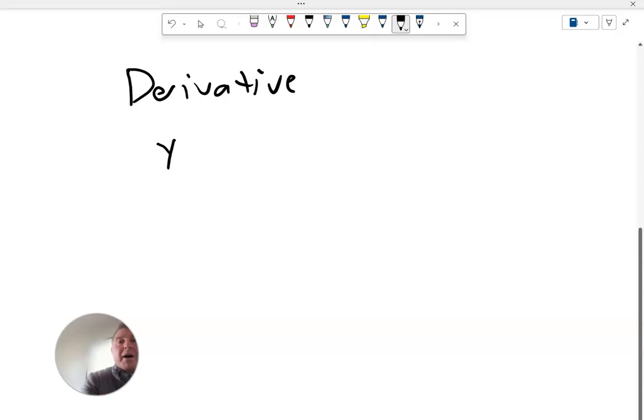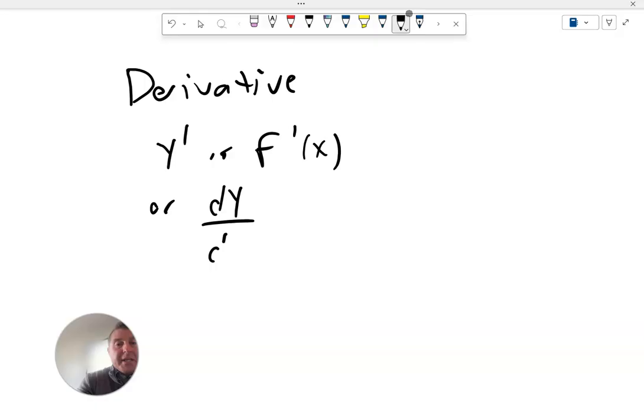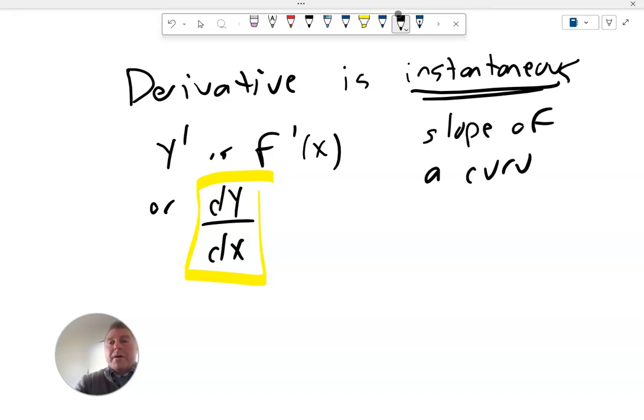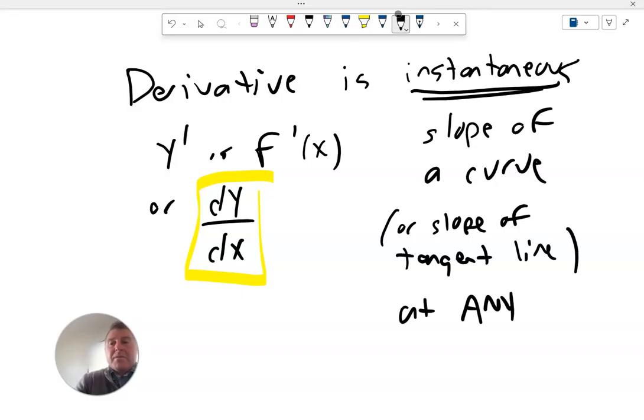The derivative, which we note as y prime or f prime, or sometimes we see dy dx. I like that notation because it really looks like what it is. But the derivative, regardless of the notation, is the instantaneous slope, instantaneous, not average, slope of a curve, or slope of the tangent line. Same thing, as long as the point is the same, at any point.